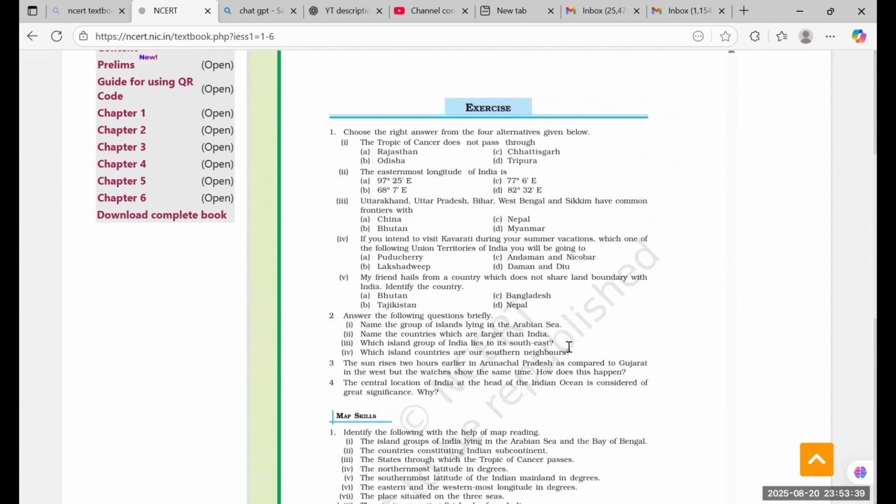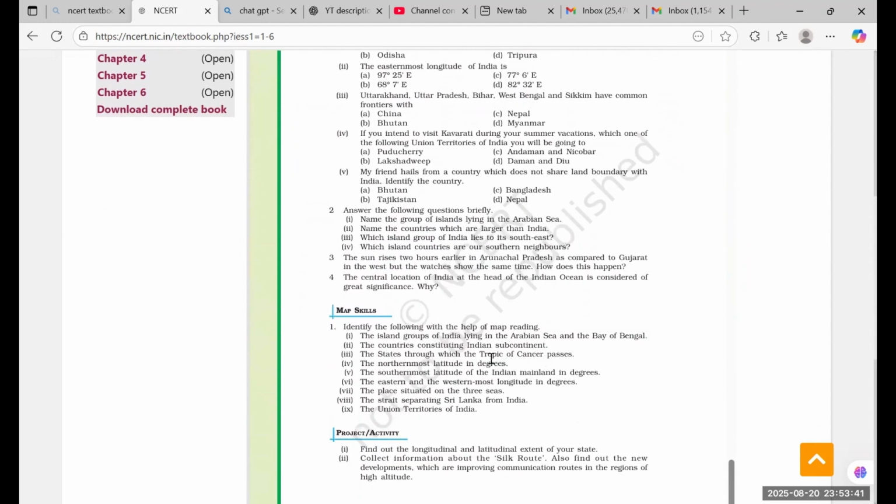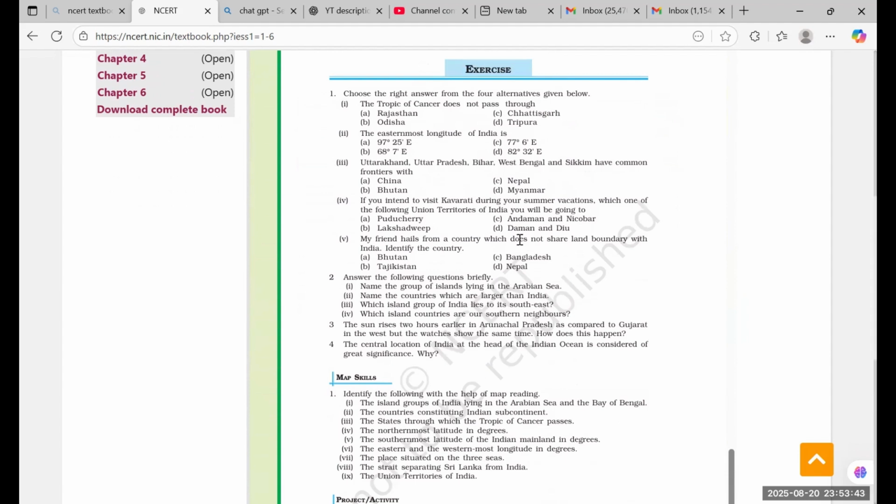So we will now talk about the MCQs which are given here. Children, for your reference, as you can see, the first question: the Tropic of Cancer does not pass through which particular state? So it is Odisha here. Then the easternmost longitude of India is 97 degrees 25 minutes east.